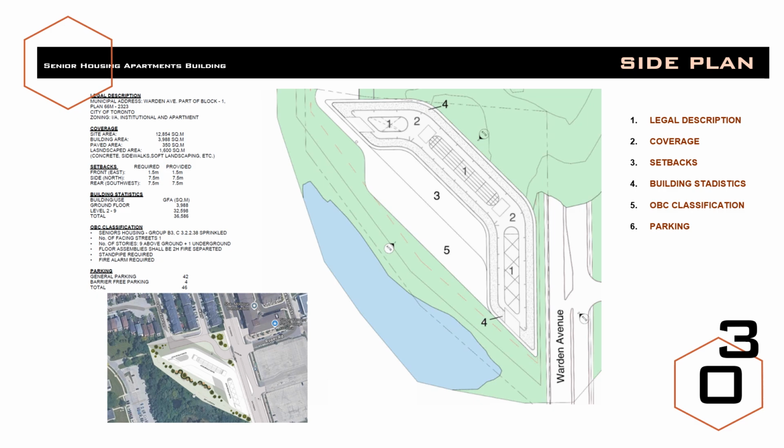The building statistics: the ground floor is 3,988 meters. Levels 2 to 9 are 32,598 meters. In total, the building is 36,586 meters. For general parking, we have level -1 parking, which is 46 parking in total.